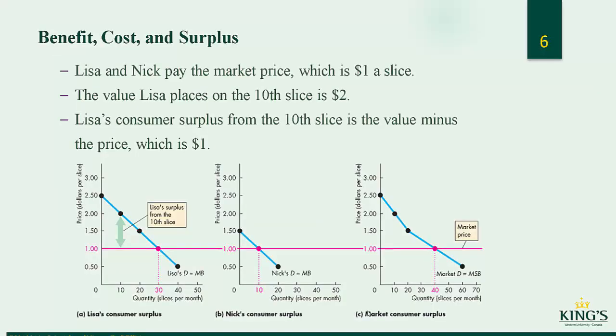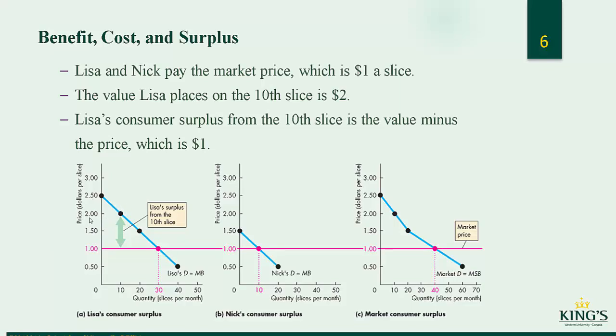Okay, let's look at a more detailed example. Here we have two people, Lisa and Nick. We're talking about the market for pizza, and we have different individual demand curves for Lisa and Nick, and then in the final figure here we have the market demand curve. If you remember from the second lecture, the market demand curve is just the horizontal sum, at each price, of each individual's quantity demanded.